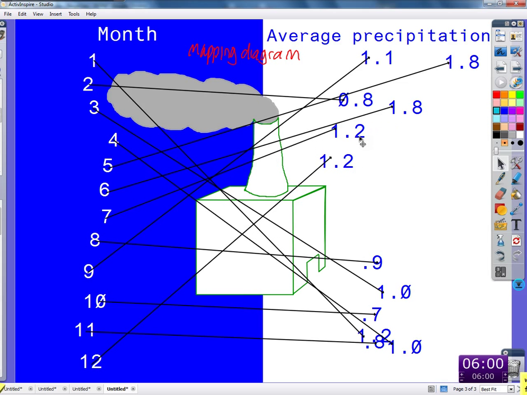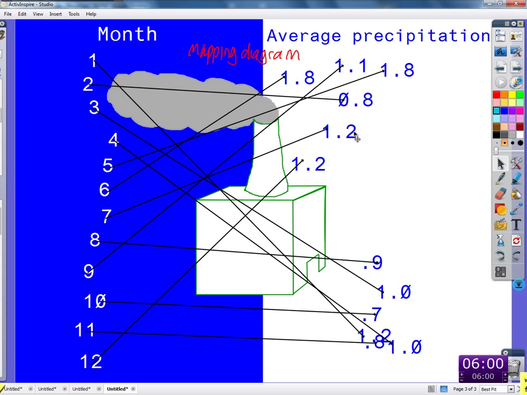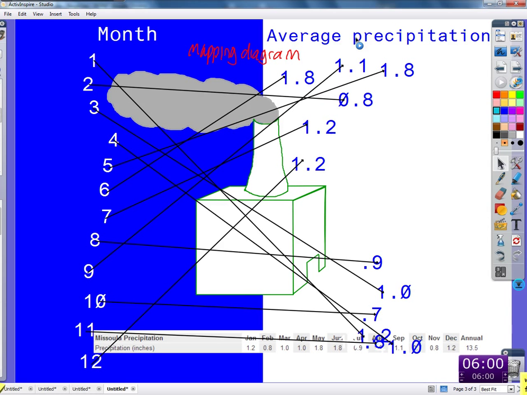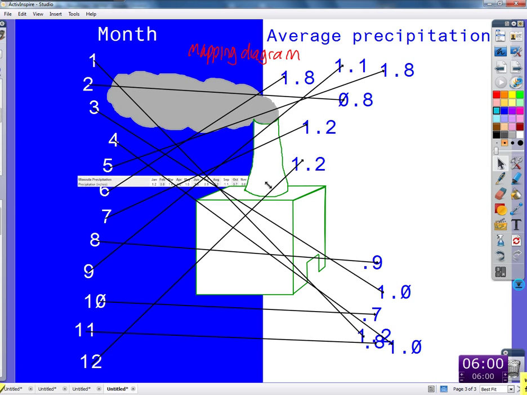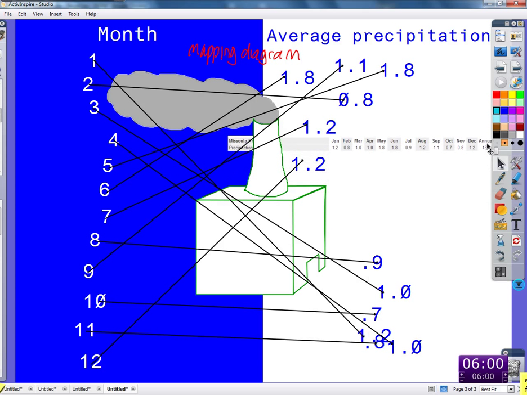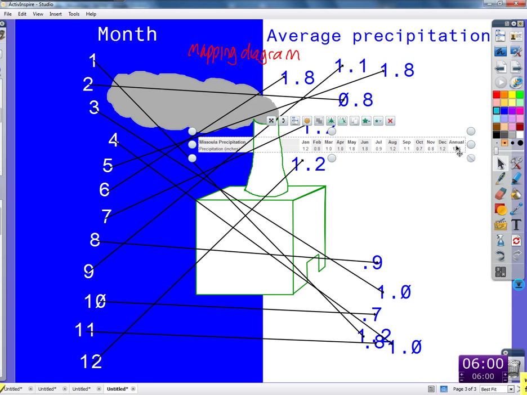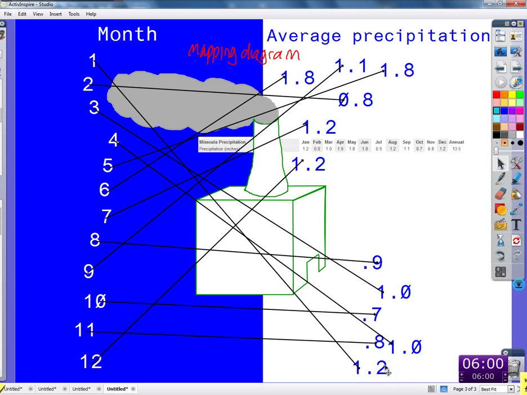Well, let's make a little bit of room for another representation of a relation. It's where I actually got all this information. I got it from this table. Okay, so a table is another way to represent a relation. So this table told me what the inputs versus outputs were. The month of January was 1.2, so I made a 1, and then I made it map to a 1.2 right there, and on down the line. So there's a table, there's another way to represent it.